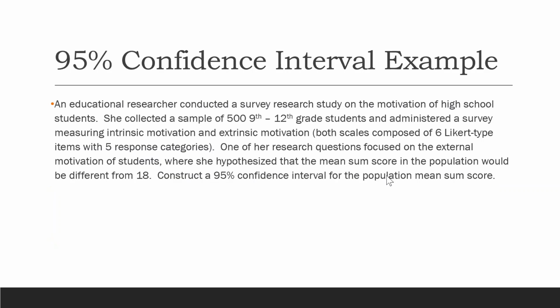So let's look at actually this example here. It says an educational researcher conducted a survey study on the motivation of high school students. So we've seen this example before. We have a sample of size 500, and we're focusing on the external or extrinsic motivation of students data that we've looked at before. All right, we want to construct a 95% confidence interval for the population mean sum score, all right, on the external motivation scale.